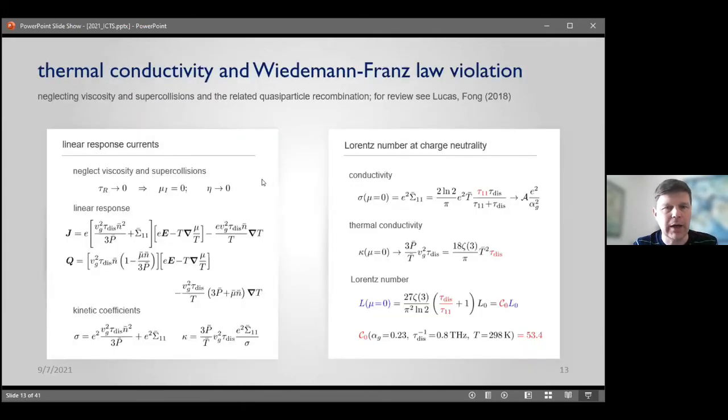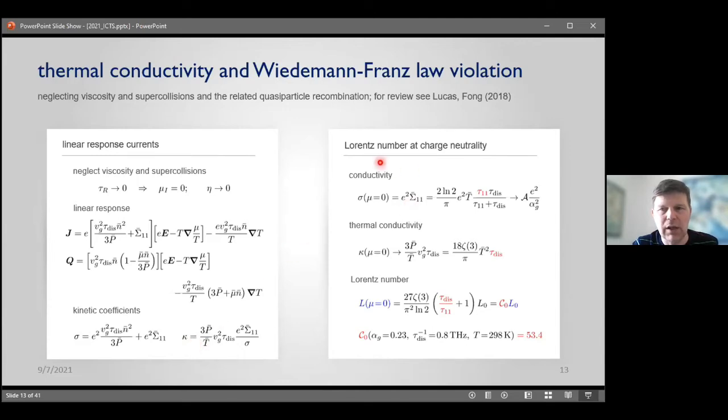Now, coming back to thermal conductivity, we can use these dynamic equations to calculate the electric current and heat current and set it up in a form basically similar to traditional linear response theory. And then from here, you can read off microscopic expressions for the electrical conductivity and thermal conductivity.